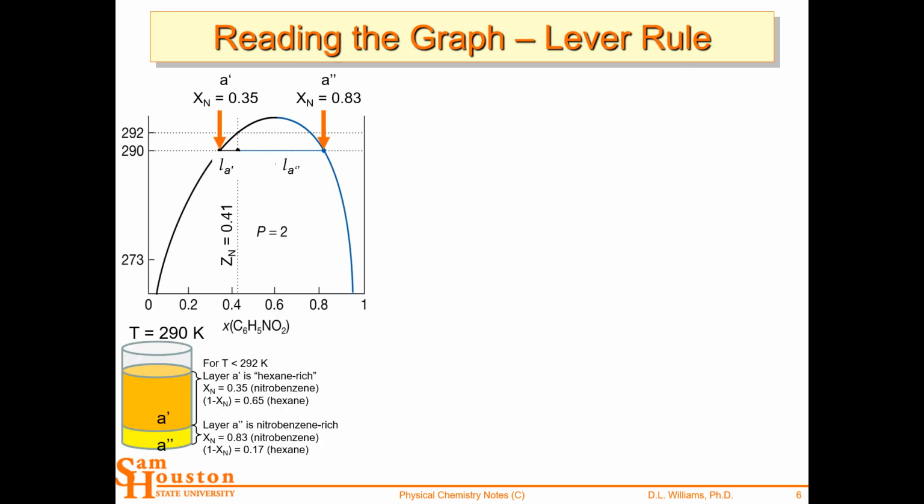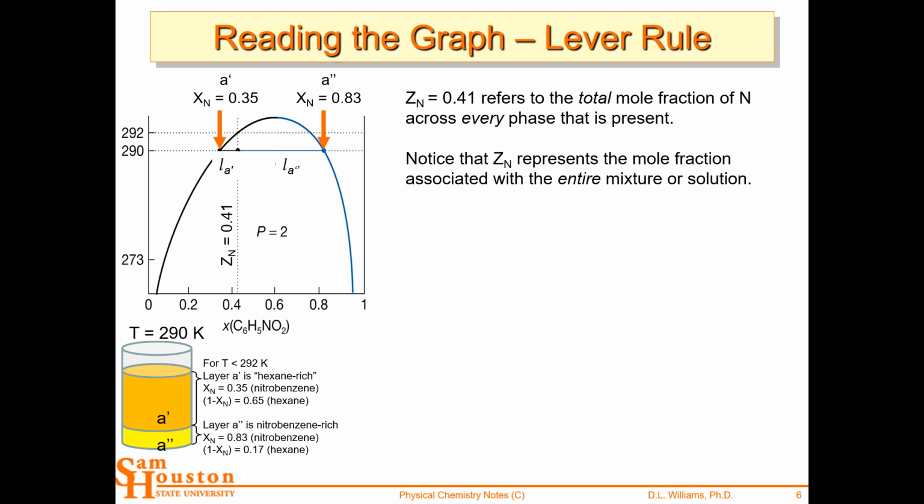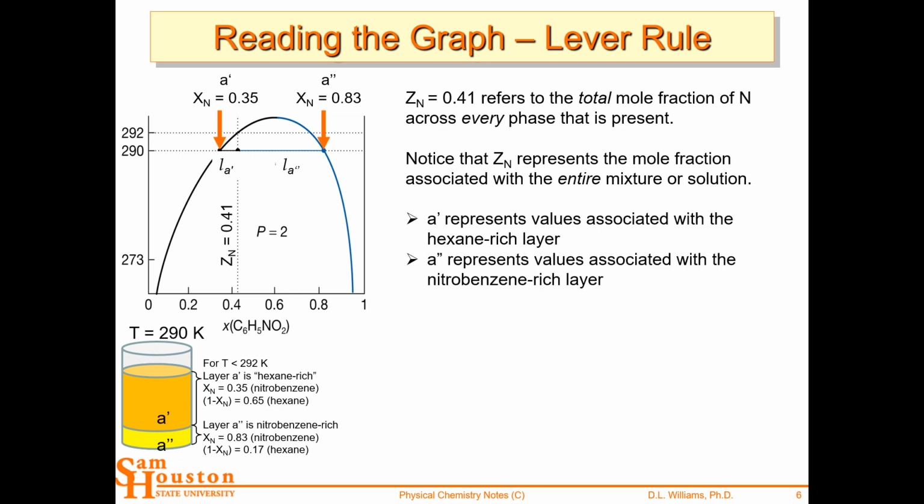Reading the graph for the lever rule, that Z of 0.41 refers to the total mole fraction in our system, and it represents, again, the entire container. So Z is not for any one layer, Z is for the entire container, and it's split into two layers, and each of those layers has its own separate mole fraction. A prime represents the values associated with the hexane-rich layer, and A double prime is the nitrobenzene-rich layer.